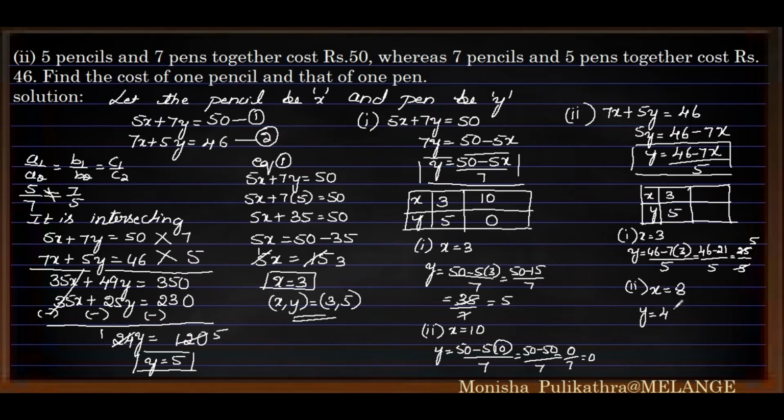y is equal to 46 minus 7 into 8 divided by 5. Okay. So here 46 minus 7 8s are 56 divided by 5. So 46 minus 56 is minus 10 divided by 5. So 5 2s are 10, it is minus 2. So when you take x is equal to 8, it will be minus 2. Fine. So this is an intersecting graph. So 2 points are there which intersect from both the equations. So we have to plot the graph for this.